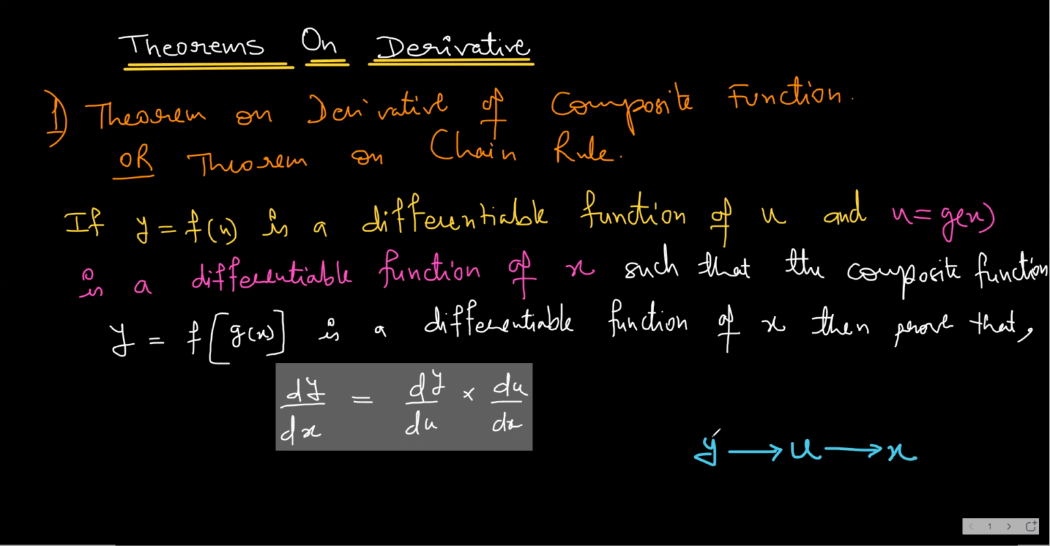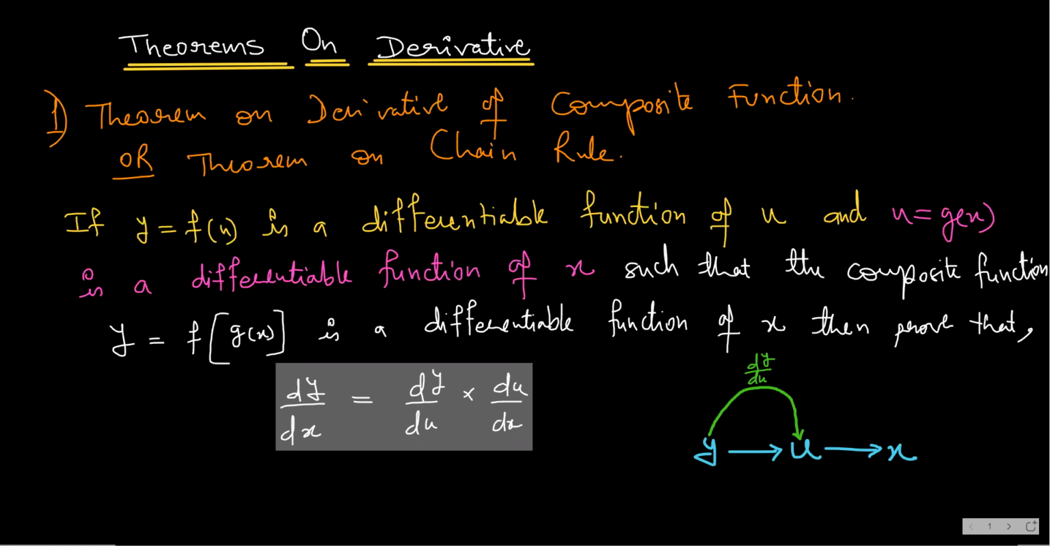Now see students, when y is a differentiable function of u, what does that indicate? It simply indicates that I can differentiate y with respect to u. It means I will get derivative of y with respect to u. It means I'll get here d by du of y. I can differentiate y with respect to u. I repeat, y with respect to u. Okay.